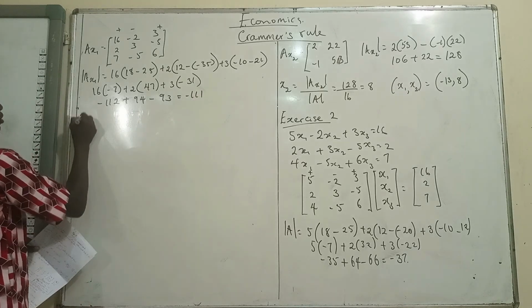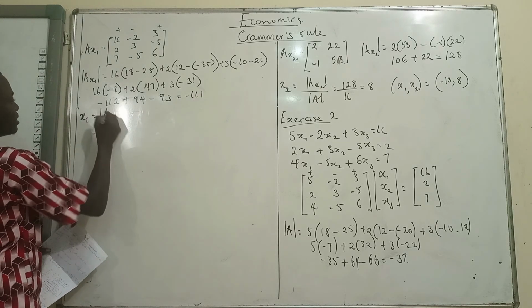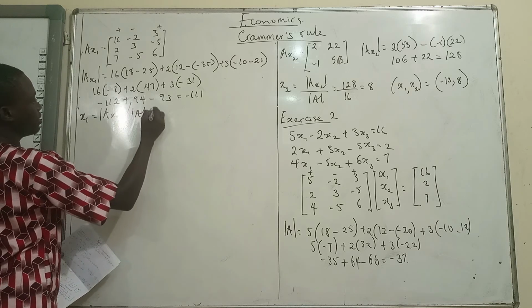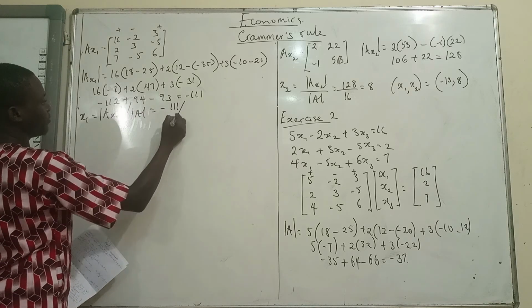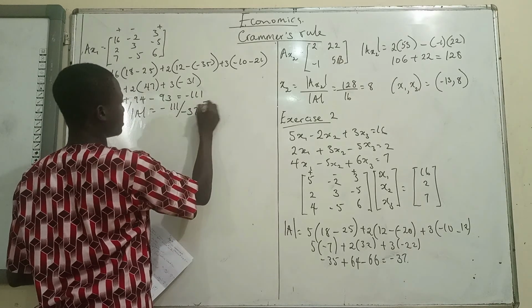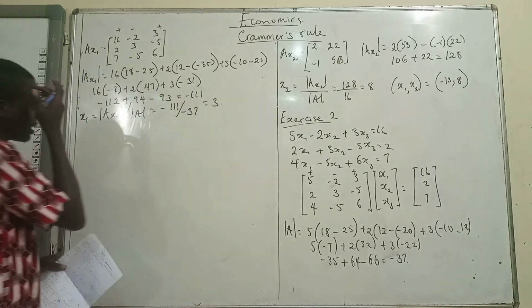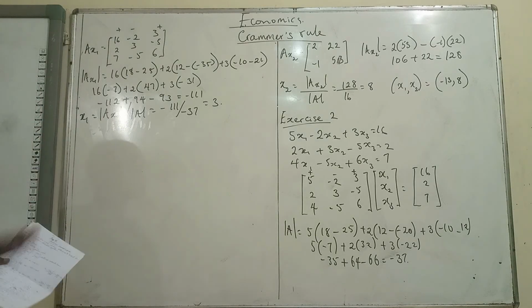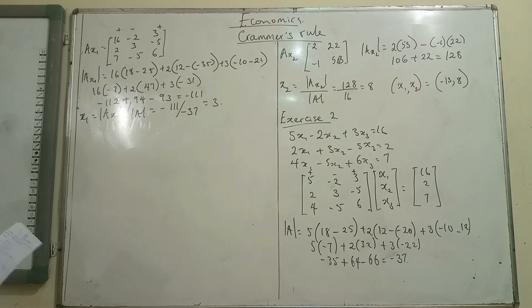So how do we find x1? x1 is going to be determinant of AX1 divided by determinant of what? A, and that's -111 divided by -37 that we got there. Okay, and this gives us 3. So that's all. So instead of using the inverse method where you have to find minor, cofactor, transpose it, get the adjoint, it's terribly long.